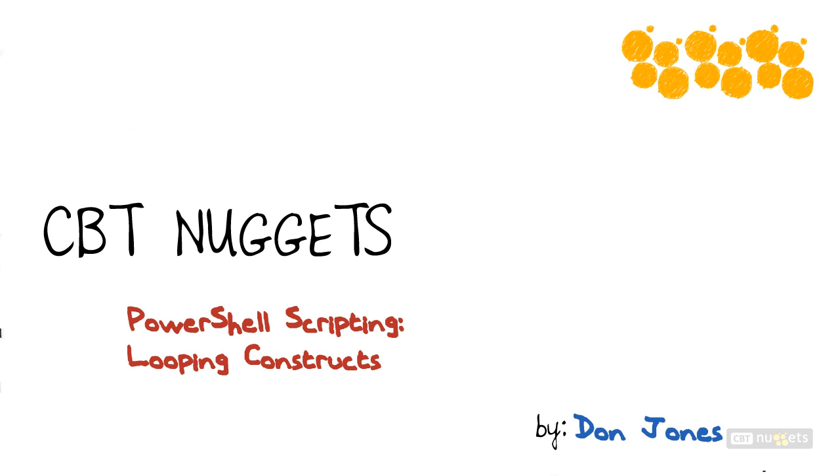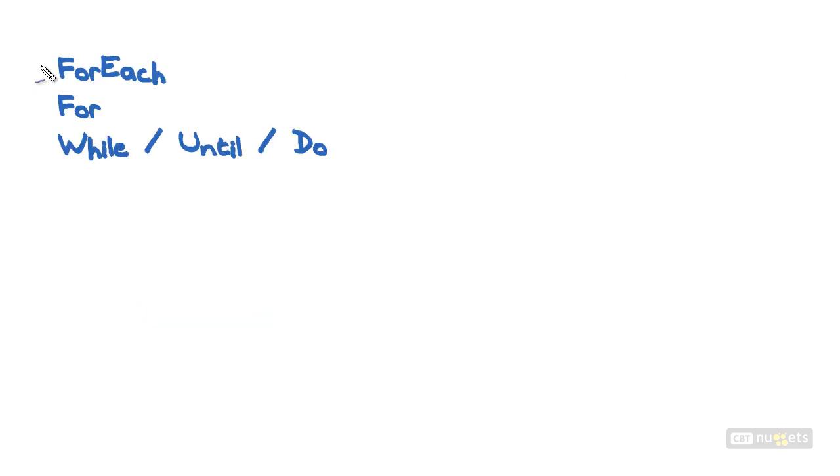PowerShell scripting, looping constructs. This has nothing to do with roller coasters. These are the scripting language elements that allow PowerShell to repeat a certain action either a certain number of times or based on some criteria that you set up. We've got three constructs for you and some seasonal variations.